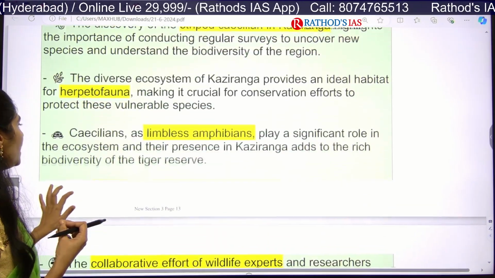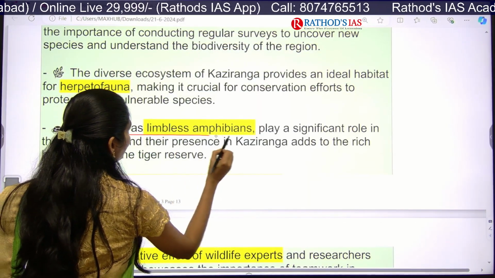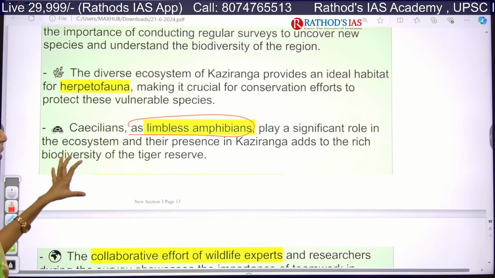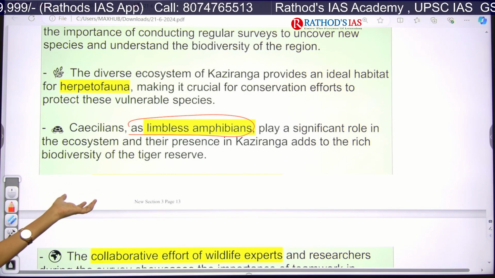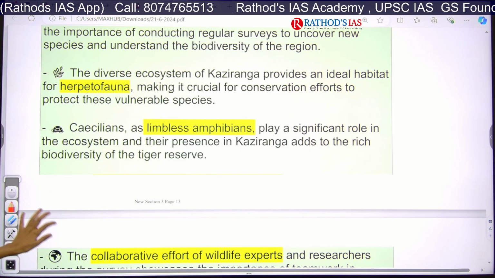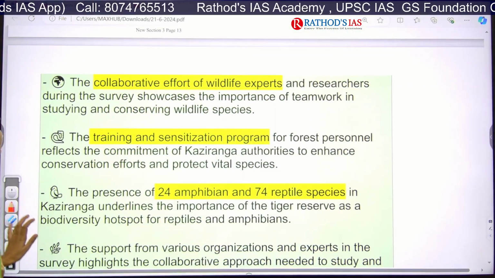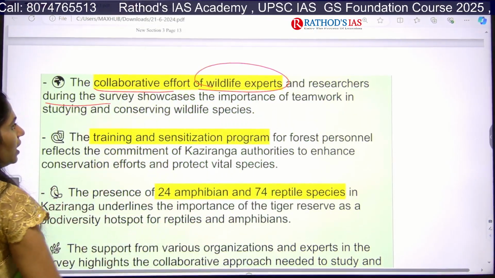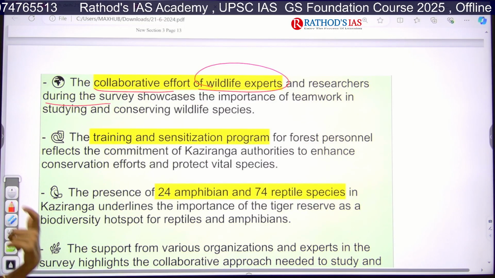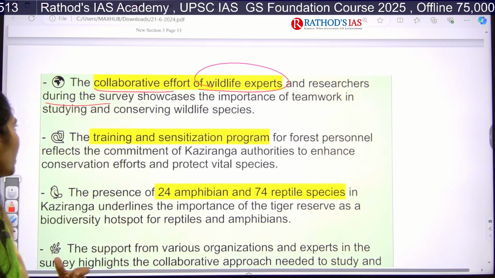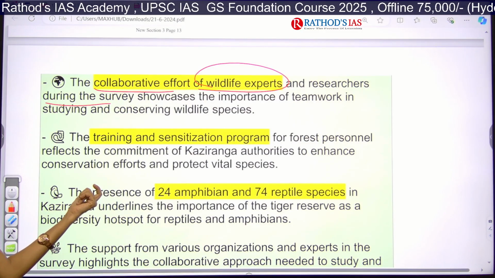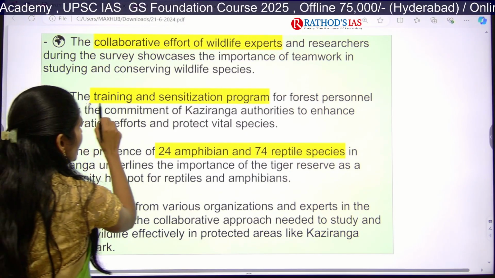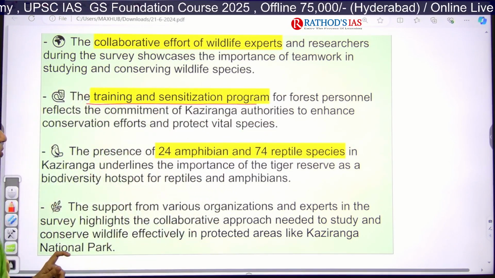And the next one is caecilians. It is nothing but a limbless amphibian. It plays a very significant role in the ecosystem, and it also adds to the rich diversity of this tiger reserve. And next, we have to take collaborative efforts between wildlife experts and researchers during such surveys. We need teamwork in studying and conserving wildlife species, and even training and sensitization programs for forest personnel.